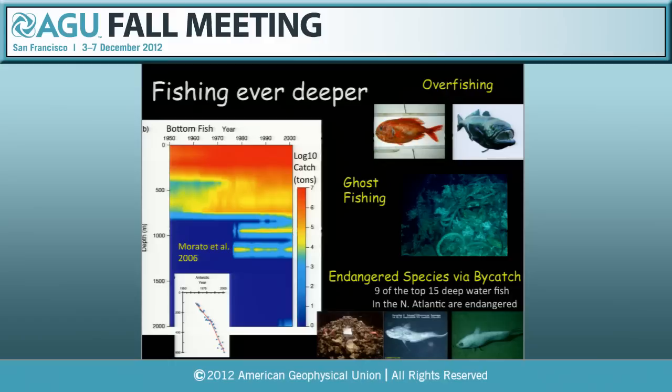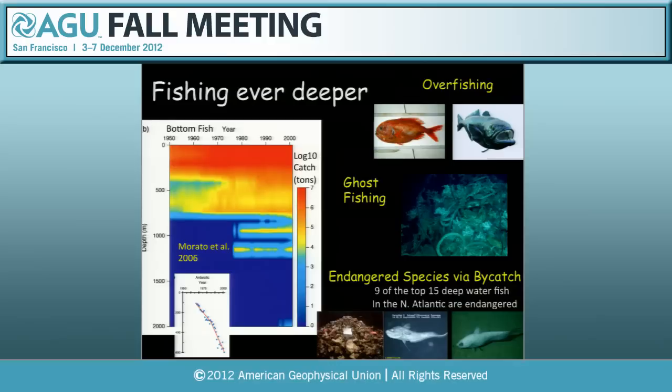And then we have bycatch. This is the catch of fishes that are not targeted by the fishery, and there are huge amounts of both invertebrates and fishes that are collected in deep water as bycatch. And in fact, this is such a severe problem that it turns out in the North Atlantic, of the most abundant 15 deep water species, 9 of them have reached endangered status without ever being targeted as a fishery, simply as a result of take from bycatch.